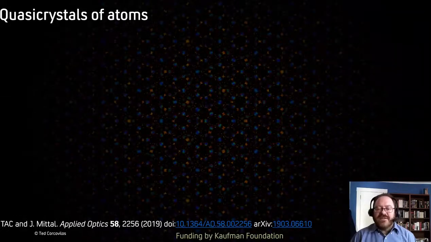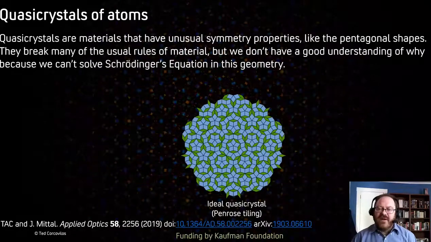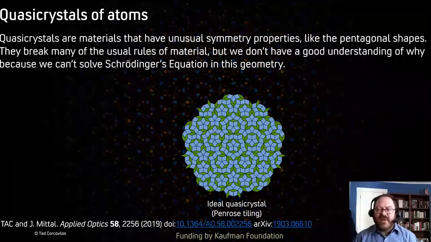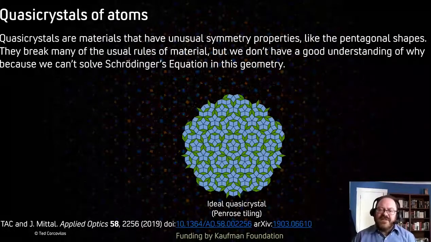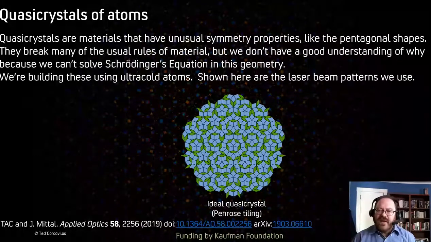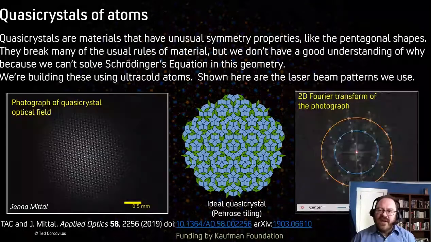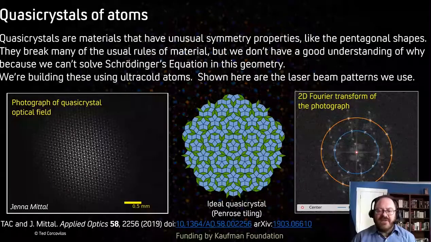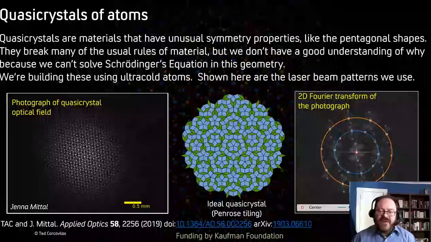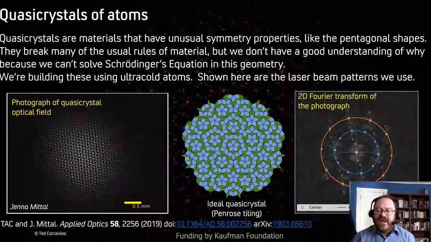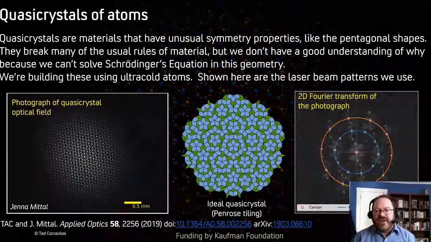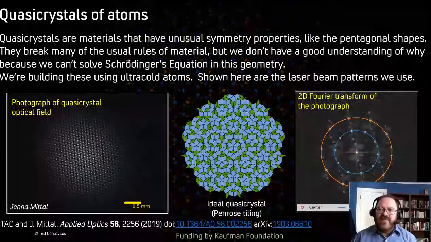The materials we are interested in studying are quasicrystals. Quasicrystals are materials that have unusual symmetry, like the pentagonal shapes you see here. They break many of the usual rules of materials, but we don't have a good understanding of why they do this because we can't solve Schrödinger's equation in this geometry. We're building these using our ultra-cold atoms, and what I have here are pictures of the laser beam patterns we use. On the left here you can see an actual photograph of the laser interference pattern that builds up the structure in the center here. And then on the right is a Fourier transform of that image, verifying that we have the correct 5-fold symmetry that we want.